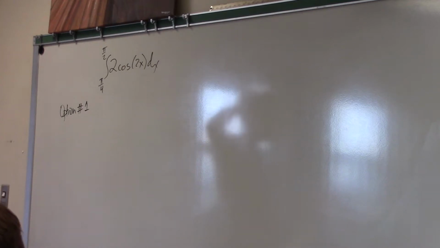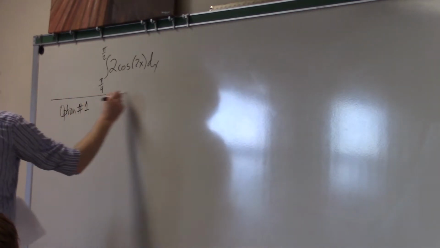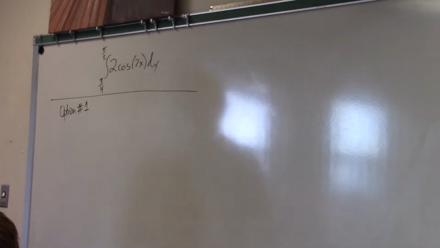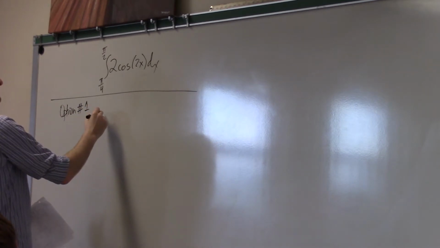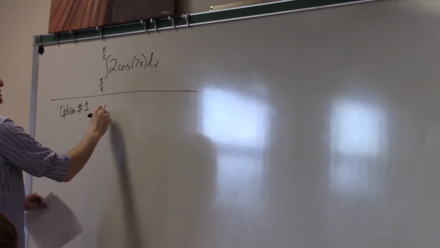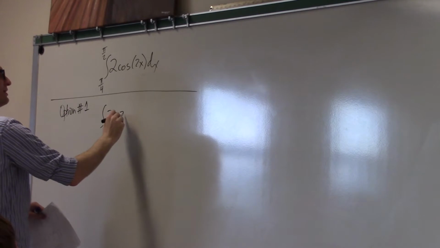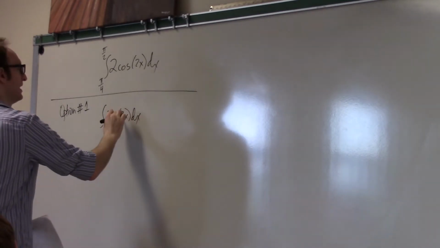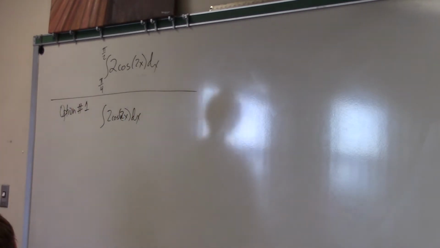Figure out what the antiderivative of this is, and then just apply the FTC. Seems reasonable. Okay, so supposing that we go to do that now, what you are really doing if you want to do option 1 is you are first answering the question, what is the antiderivative of 2 cosine 2x? Okay, so let's answer that question. What is the antiderivative of 2 cosine 2x?